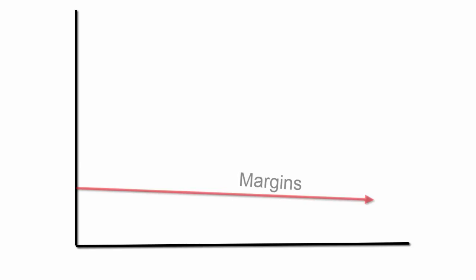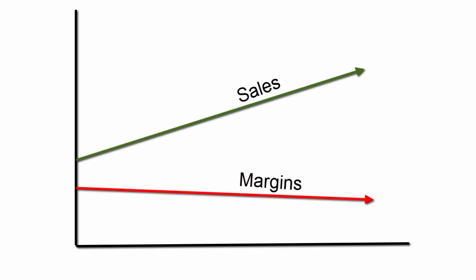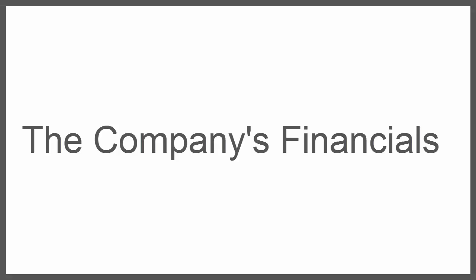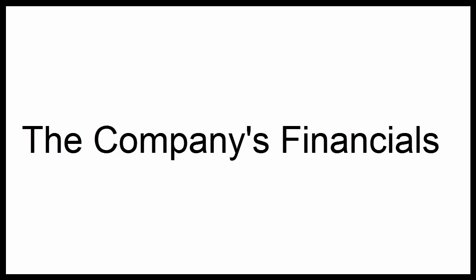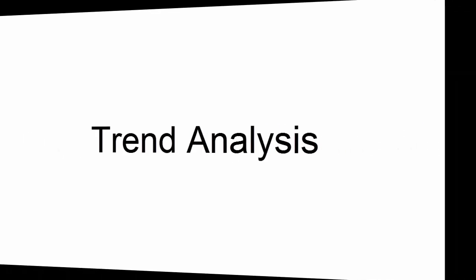Why do most companies' margins go down as their sales go up? Invariably, companies become less efficient as they grow. Where will this always show up? In the company's financials. This is how to perform a simple trend analysis.